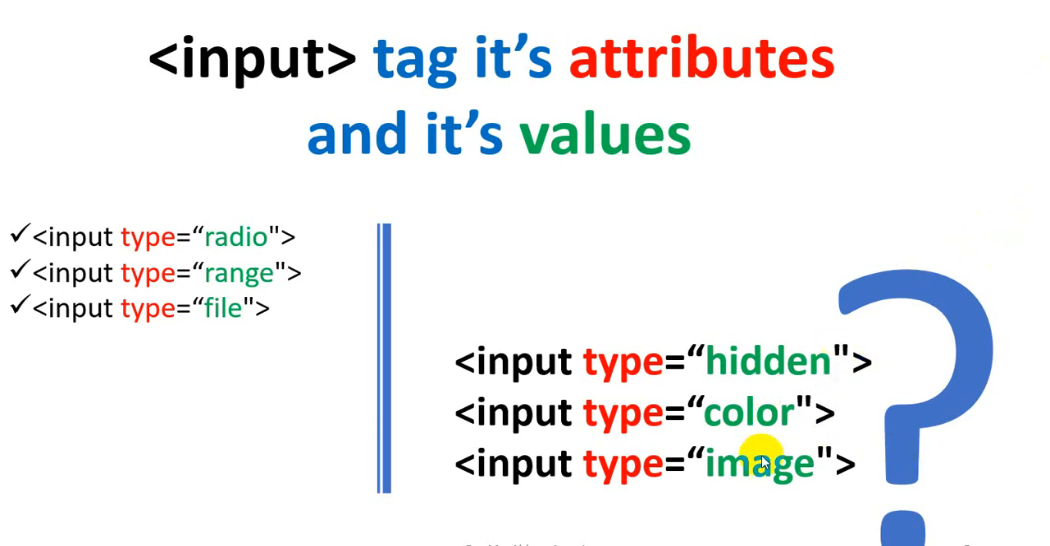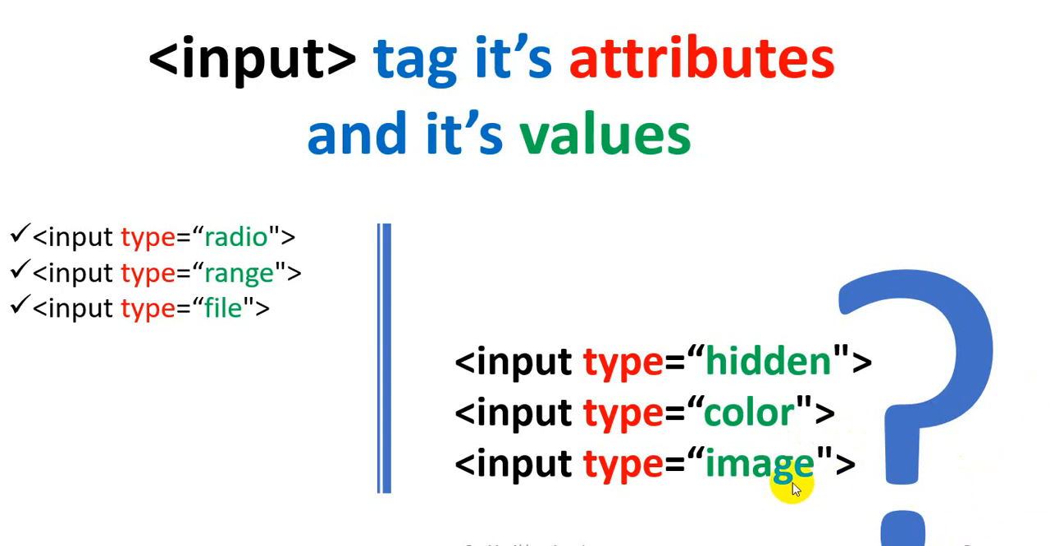After that, input type equal to image. What is input type equal to image? It will be like input type equal to submit. Okay, it will create a submit button but in the form of an image, means your button will show like an image. When you click on that image, it will go to the next page or it will transfer to the next page. Input type equal to image and input type equal to submit, both are the same.